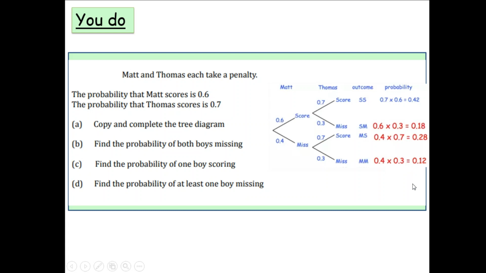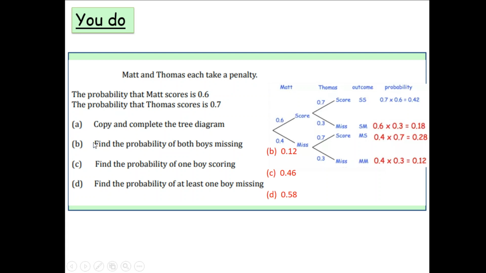What you need to remember is each tree needs to add up to 1. Okay, this is your tree. Each one needs to add up to 1. So we can check this by doing 0.6 add 0.4, it adds up to 1. It always adds up to 1.